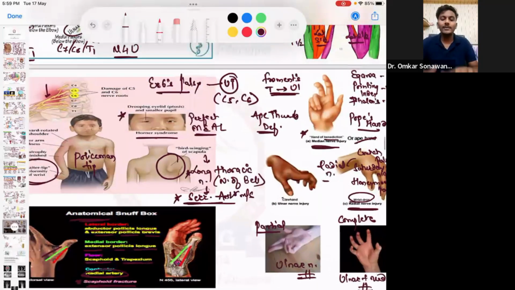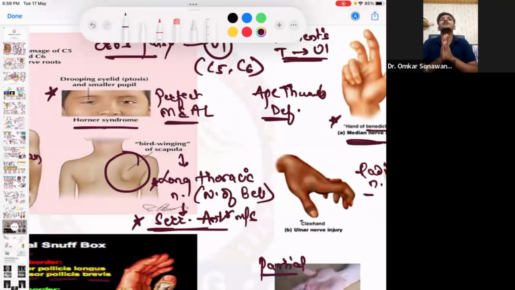Important things. The deep branch of the median nerve is called AIN, the anterior interosseous nerve. Whereas the deep branch of the radial nerve is called PIN, the posterior interosseous nerve. They innervate the deep compartments of the forearm anteriorly and posteriorly respectively. No issues with this, anybody?